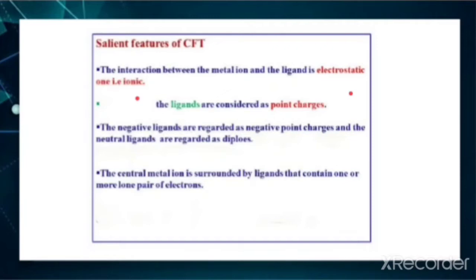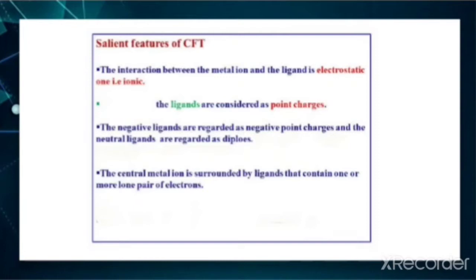Because of this, there are certain changes from valence bond theory, which we have already discussed. So let us discuss crystal field theory, which is based on the following assumptions. First, let us discuss the salient features of crystal field theory. In short, we write CFT for crystal field theory.